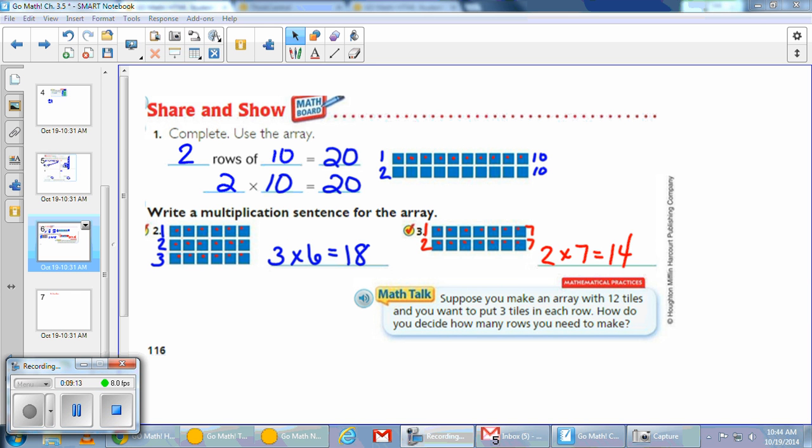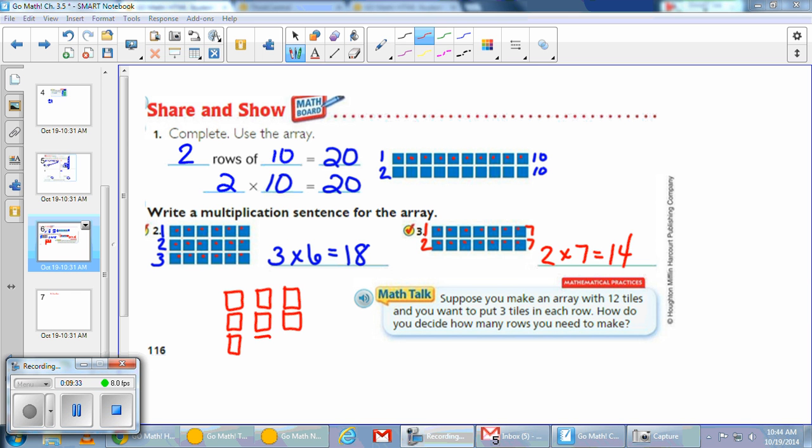And you have another math talk on this page. Suppose you have an array with 12 tiles and you want to put 3 tiles in each row. How would you decide how many rows to make? I would just do it backwards. Okay, so we're going to do 3 tiles in each row. There's 3, 4, 5, 6, 7, 8, 9, 10, 11, 12. So how would you decide how many rows to make? I would start making rows of 3 until you get to 12. Would be the easiest way to do it.